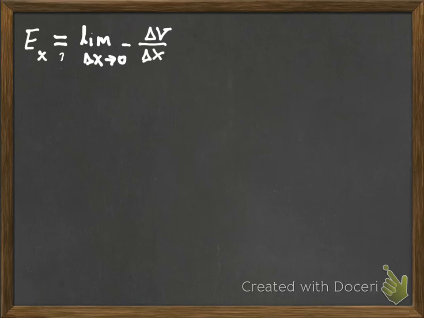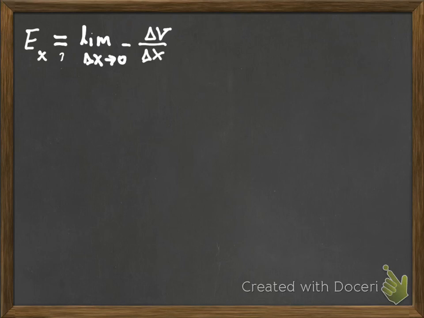The idea is that we will have to take the limit when delta X goes to 0, because remember that when we obtained the equation delta V over delta X, we assumed that the electric field was constant between those 2 points that we chose. So if the electric field is not constant, what we have to do is take the limit when the distance between the 2 points goes to 0. That's the only way to guarantee that the electric field is not going to change much as you go from one point to the next. So we're taking the limit when delta X goes to 0 of minus delta V over delta X.